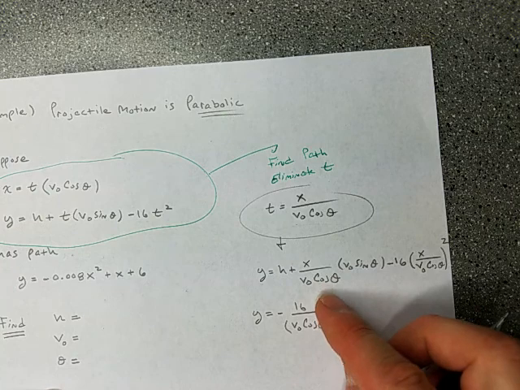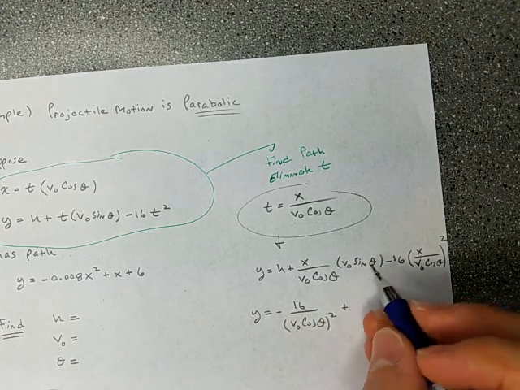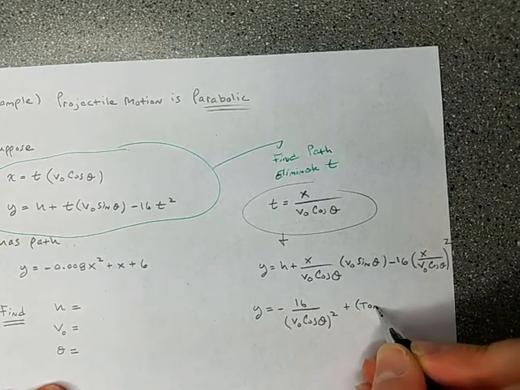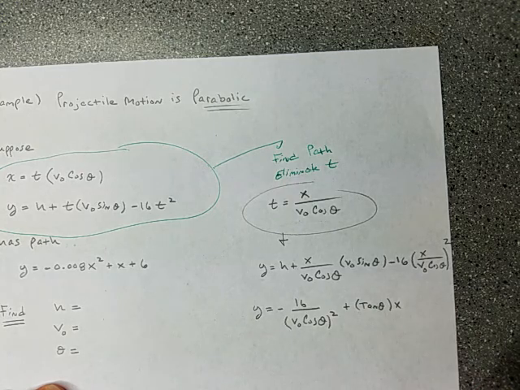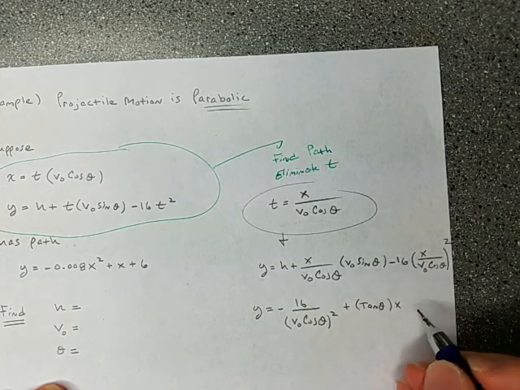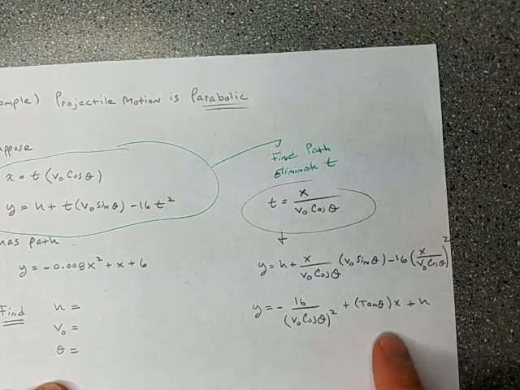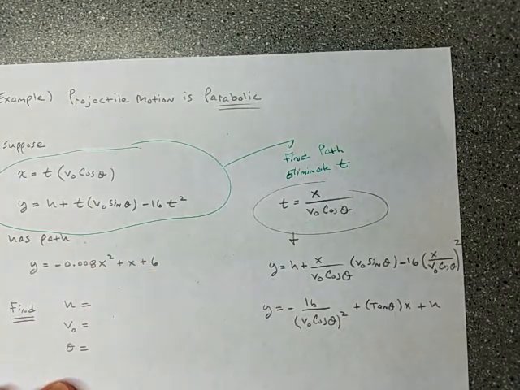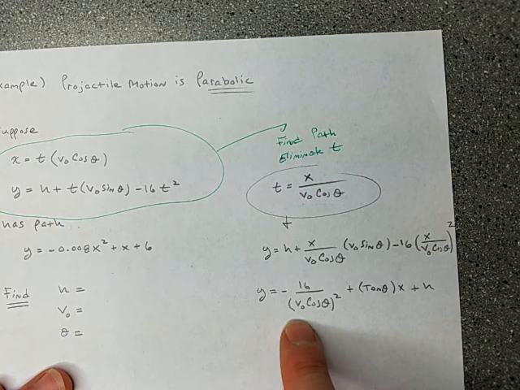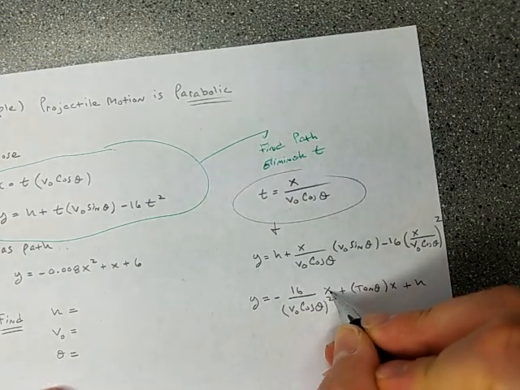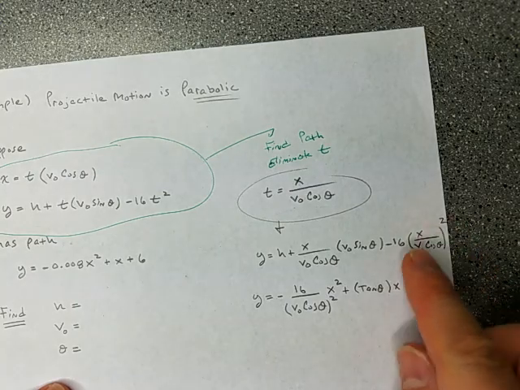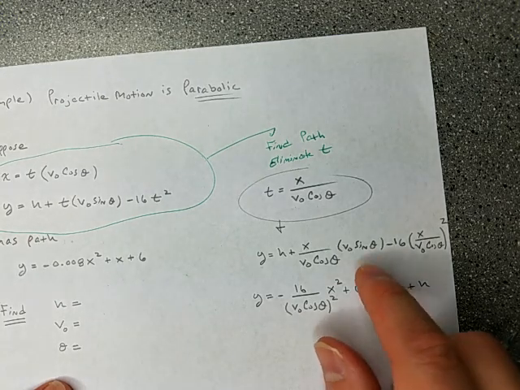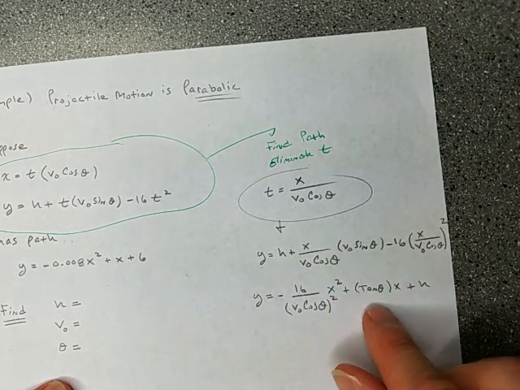get sine over cosine. So I'll say plus, what's sine over cosine? Is there any identity for that? Tangent. So tangent theta x. Okay. All right. And then h. And I just wanted to put it in typical form that we give quadratics or parabolas, ax squared plus bx plus c. So here we go. So negative 16. Oh, whoops. I forgot the x squared. Negative 16 over v naught cosine theta squared. That's all a constant times x squared plus tangent theta, sine over cosine with v naught canceling, x plus h.